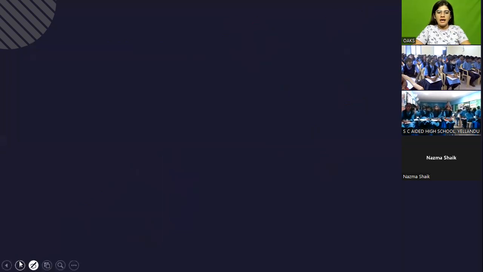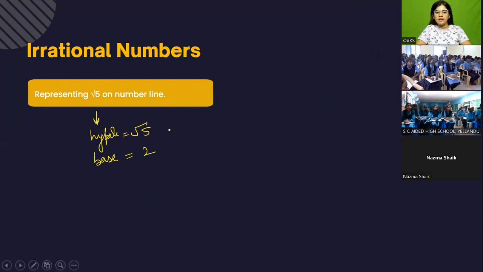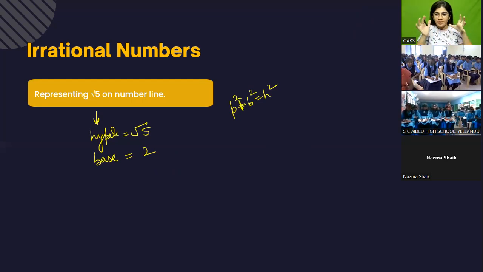Now let's move forward, and here I just want you to tell me yes or no. I am writing the hypotenuse as root 5. Can we take the base as 2 just to complete this? From school 1, the answer is yes or no. P square plus B square is equal to H square. You are saying yes. Be a little bit more energetic, because I just want to hear your answers.